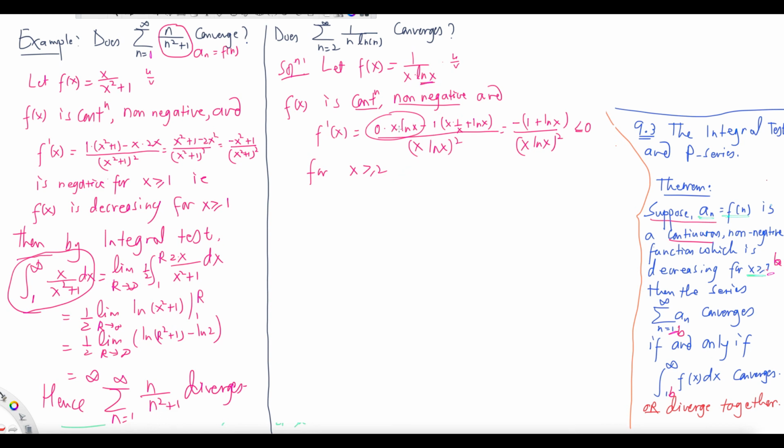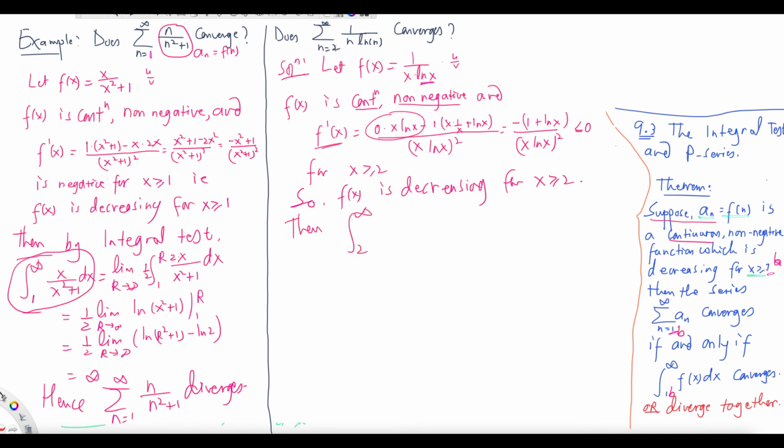Okay? And this is also decreasing, because the first derivative is less than or equal to 0. So f(x) is also decreasing for x greater than or equal to 2. Okay, now what we can say from this theorem is that to know if the series converges or diverges, it is the same as finding the improper integral. So let us find that integral from 2 to infinity.